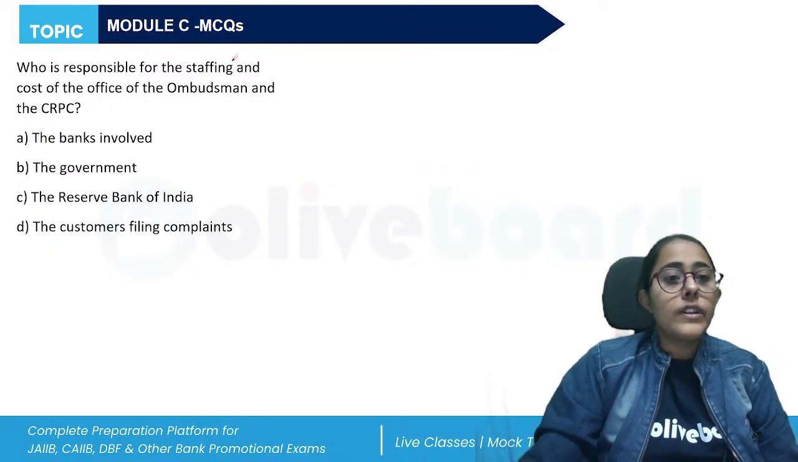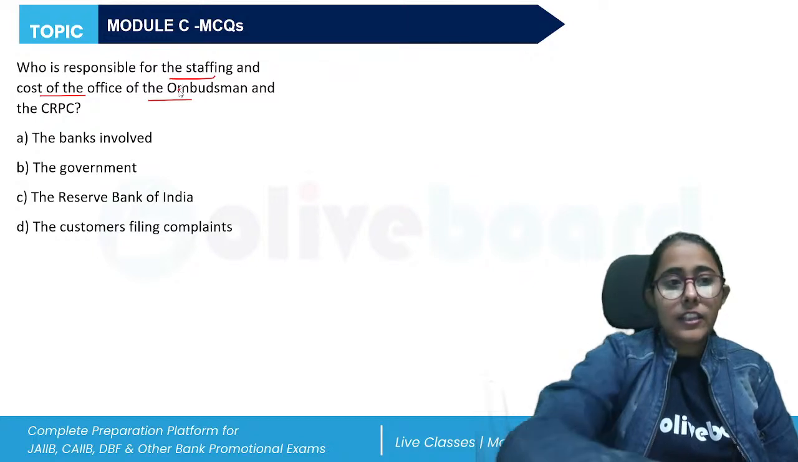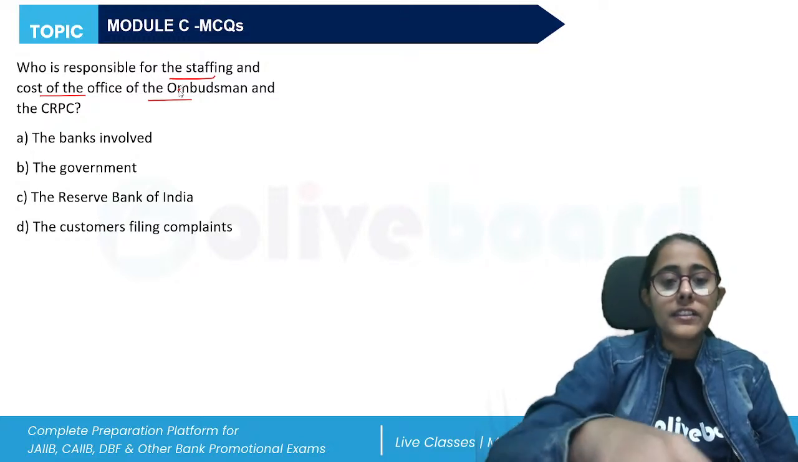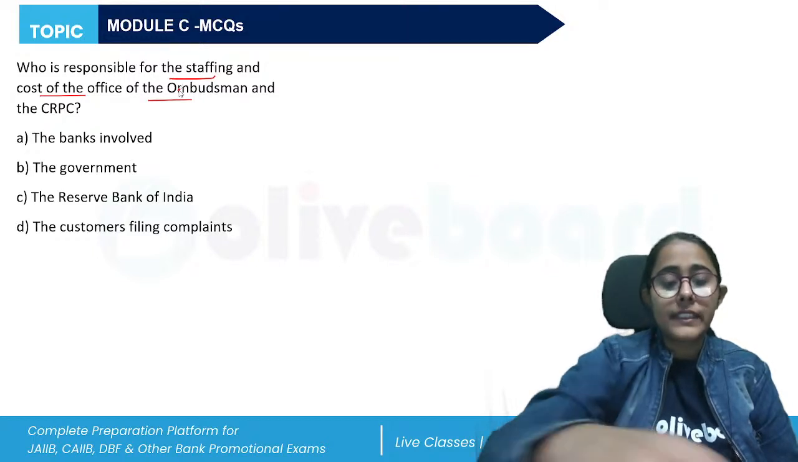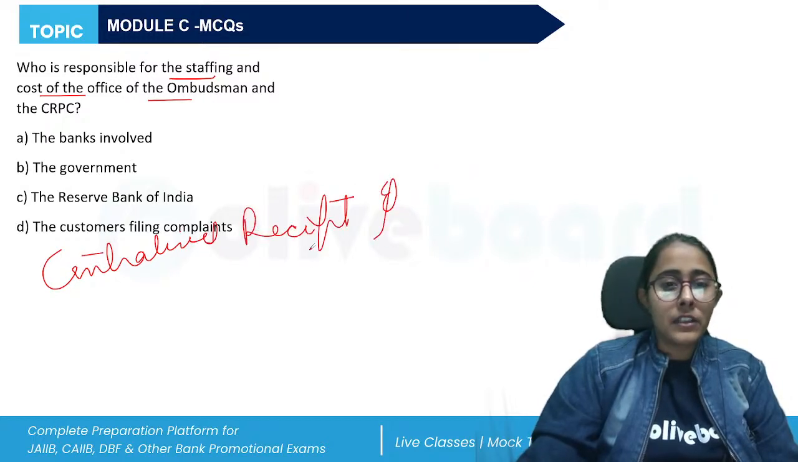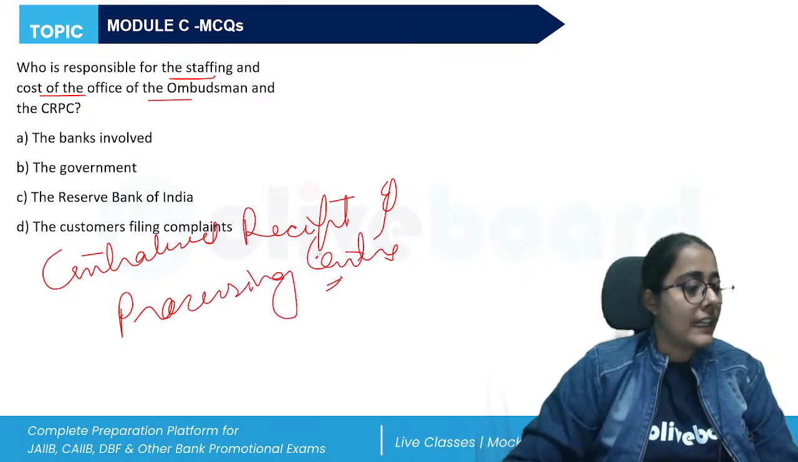Next question. Who is responsible for the staffing and cost of the office of the Ombudsman and the CRPC? So under this act, the Ombudsman office is created. Also the CRPC, which is a centralized receipt and processing center. I will write the full form here: the centralized receipt and processing center. So who is responsible for the staffing and cost that is incurred?